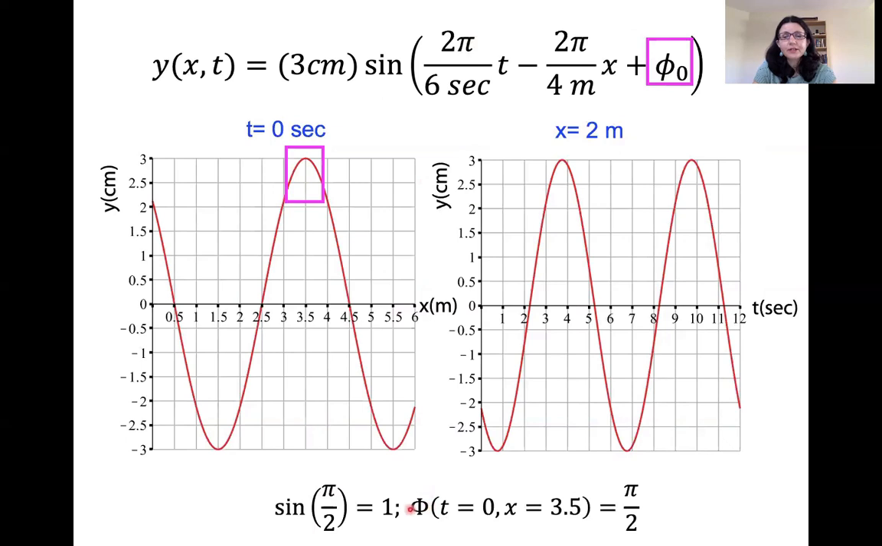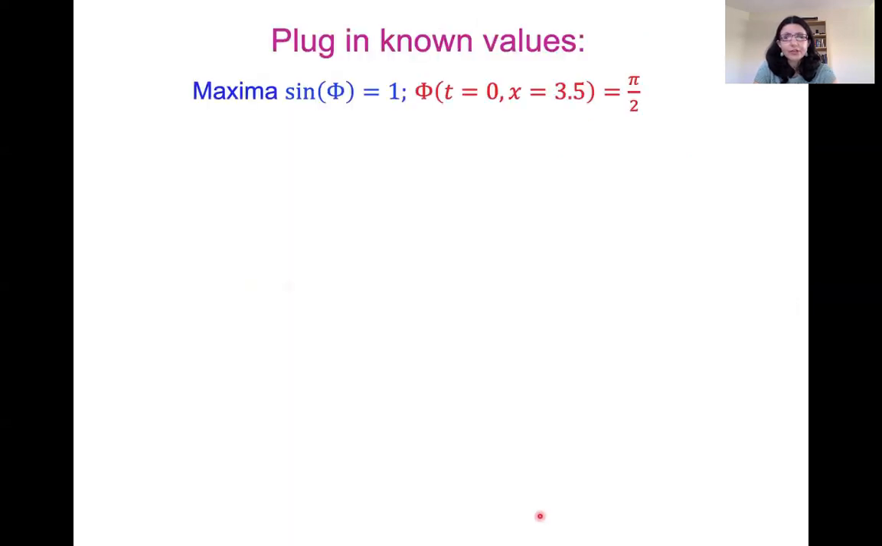So in other words, and this should be y, not phi, I'll fix that, the displacement y at 0 seconds and at 3.5 meters, which is exactly the location of this maximum, is equal to pi over 2. So what we have to do is take everything that's inside these brackets and set it equal to pi over 2 at these two values. So let's do that.